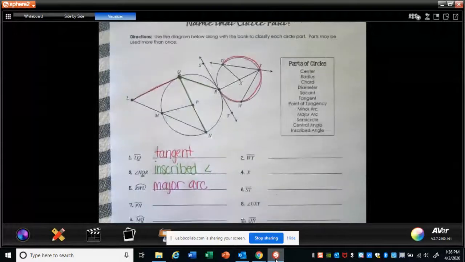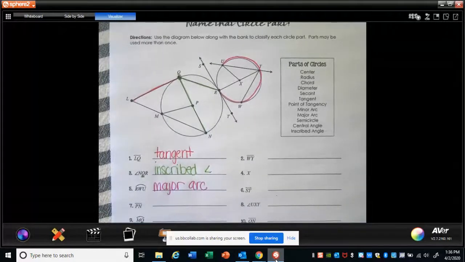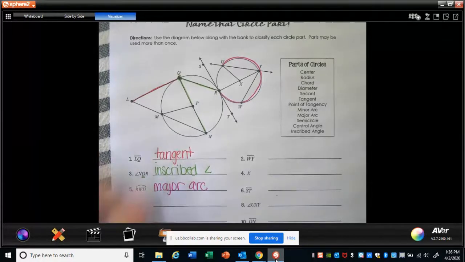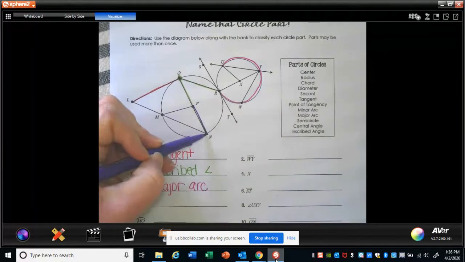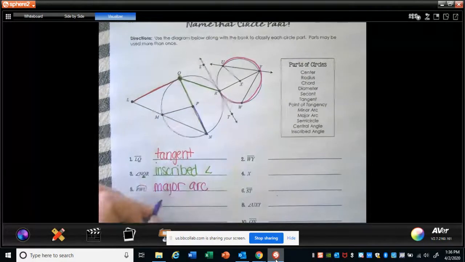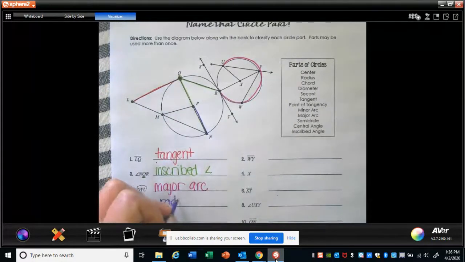All right. The next one is segment PN. So let's locate PN. PN is right here. It goes from the center of the circle to the edge of the circle. We all know that as the radius.